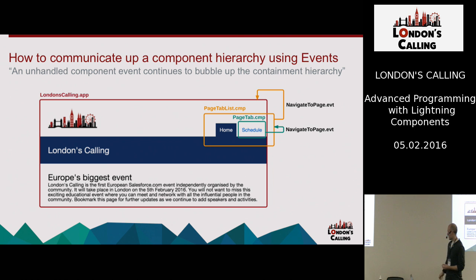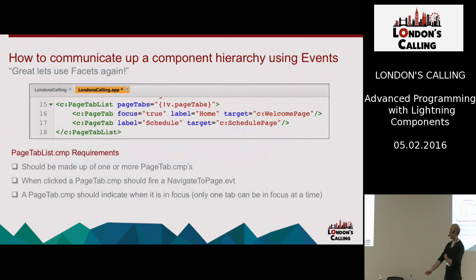There is a little bit of a problem with this, though, sometimes. If I was building up this page tab list component, probably the natural way that I'd want to do it is actually using facets. So wouldn't it be great if I could define something a little bit like the lines you can see here on 15 to 18, where essentially I have the wrapper page tab list, and then nested inside I've got the page tab components themselves. Great, that would make life so easy.